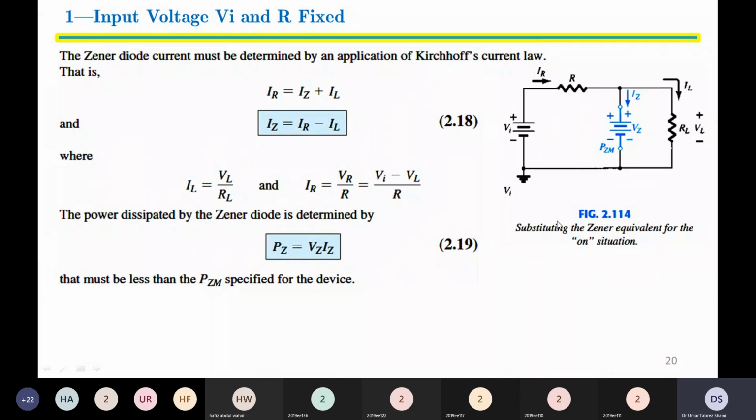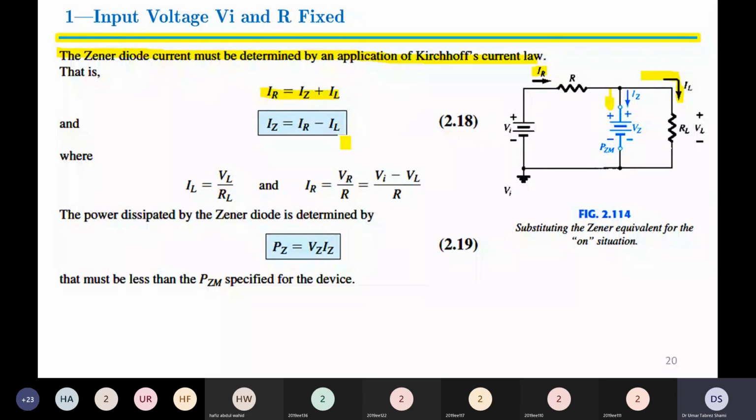So now we come to figure 2.114 and we say that since the voltage of the load is larger than Vz, our Zener diode is operating and we replace the Zener diode with the equivalent circuit. Now, the Zener diode current must be determined by application of Kirchhoff's current law. That is, the current IR is equal to IZ plus IL. This is equal to the current in the Zener diode branch plus the current in the load resistance branch. Or we can say that IZ is equal to IR minus IL.